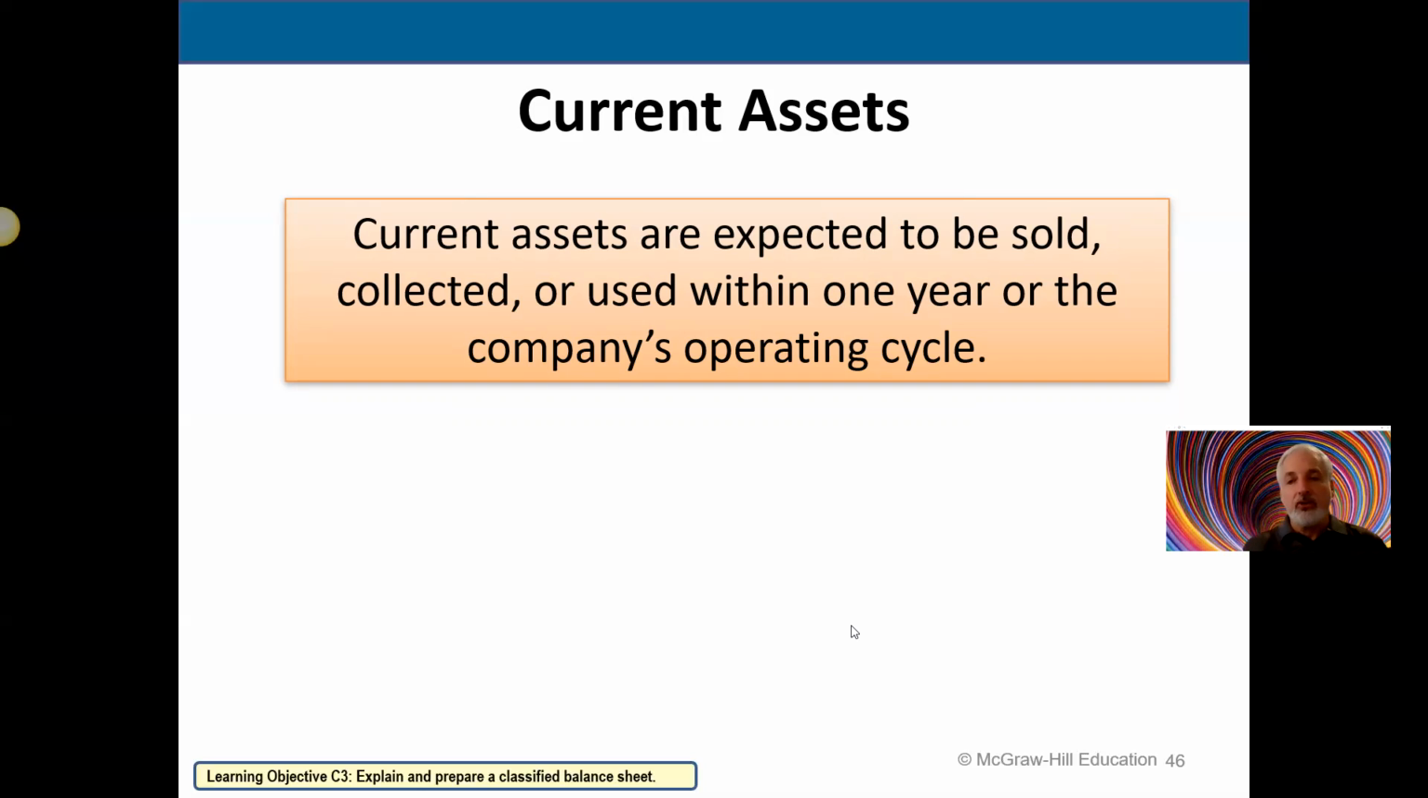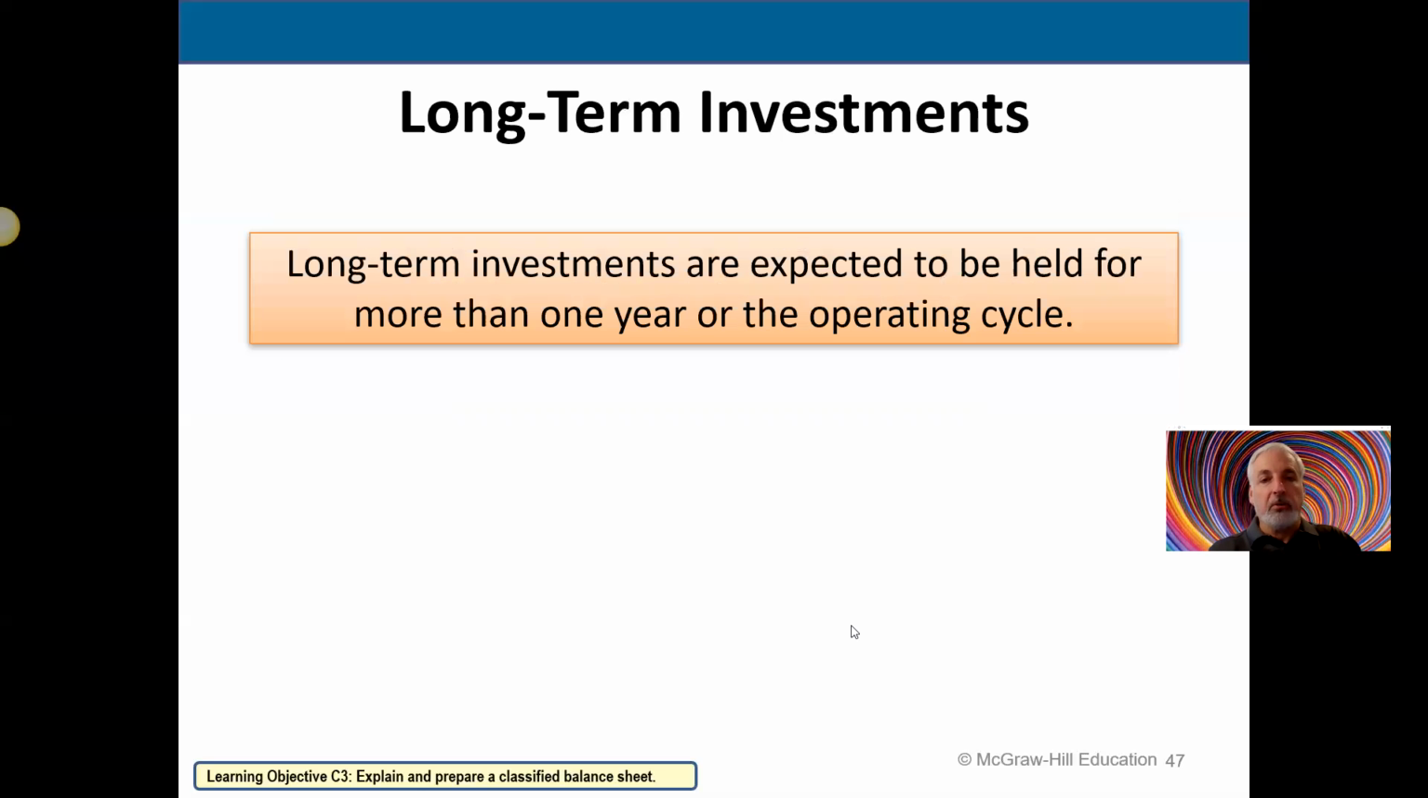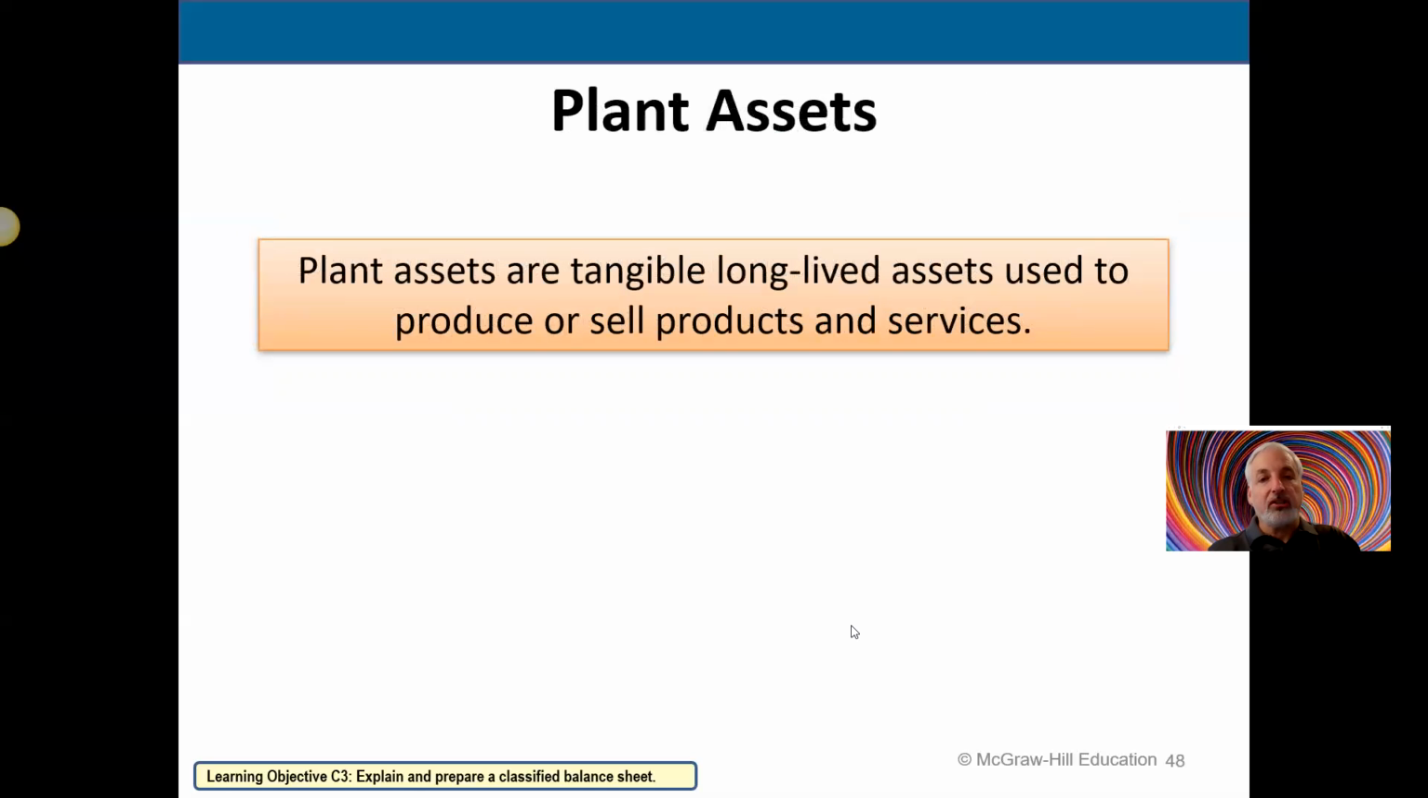In this class, assume, I hate to assume anything, as you know what that stands for, but assume that it's going to be 1 year, not the operating cycle, when we talk about current assets and current liabilities. Long-term investments are expected to be held for more than a year or the operating cycle. Plant assets are tangible, long-lived assets used to produce or sell products or services, such as machinery, equipment, and buildings.